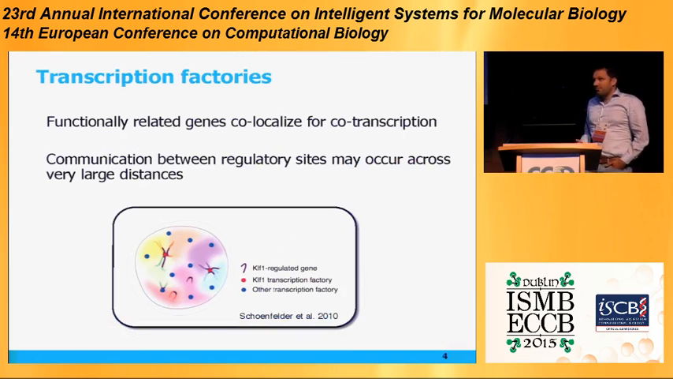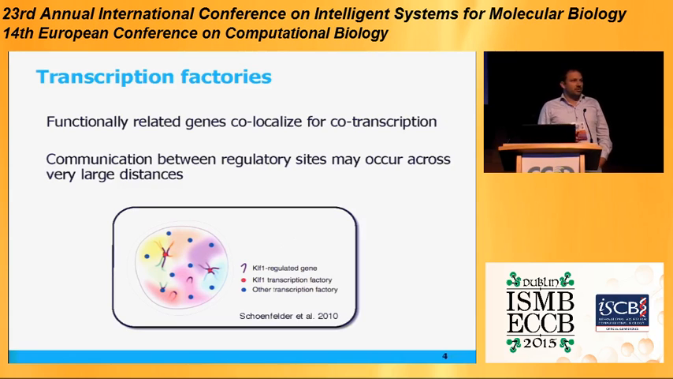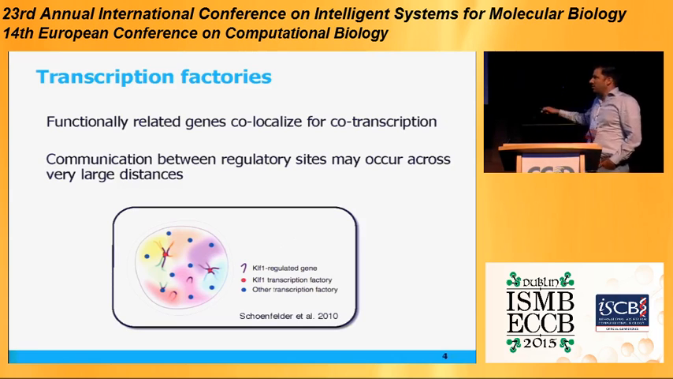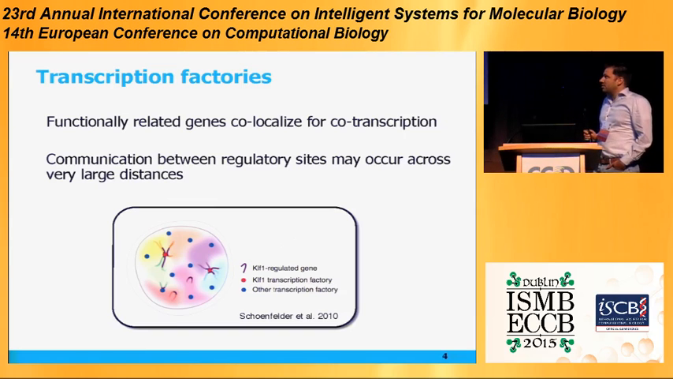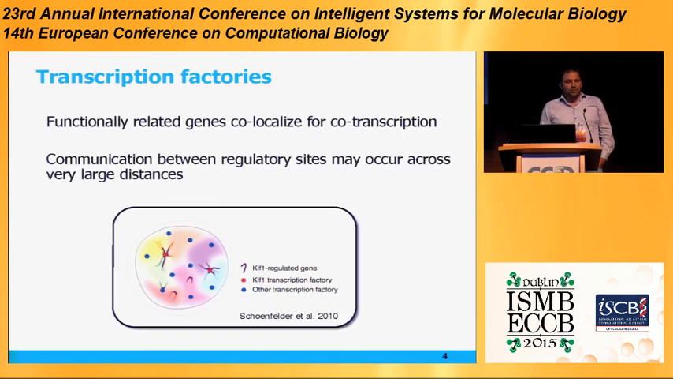It's also been shown that functionally related genes actually co-localize for co-transcription. And this is sometimes referred to as these transcription factories, so specific sites in the cell nucleus where transcription occurs. And this is a picture of that. But at the very least, this shows that there is communication between regulatory sites and that this communication may occur across very large distances and even sometimes between different chromosomes.